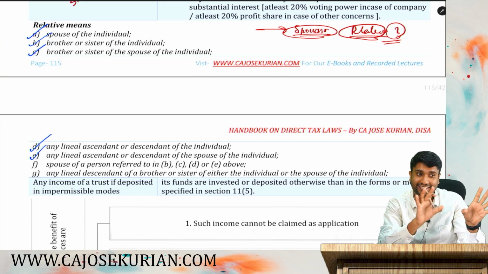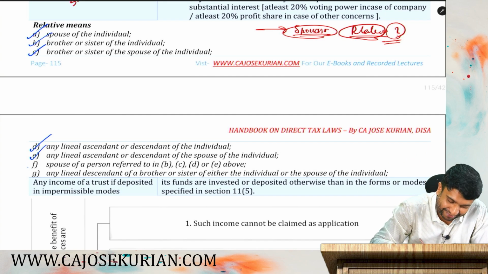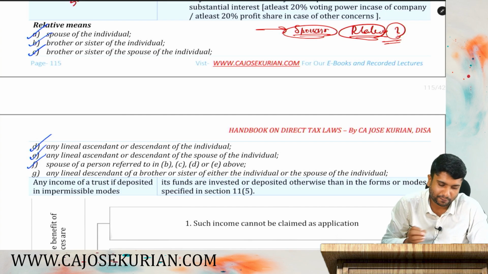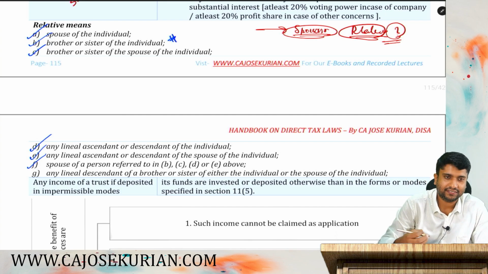Okay, don't put any masala to that. Okay, yes. Coming back to the point, what is that? Spouse of persons referred in B, C, D, E above. What is B? Say for example, your brother is your relative.